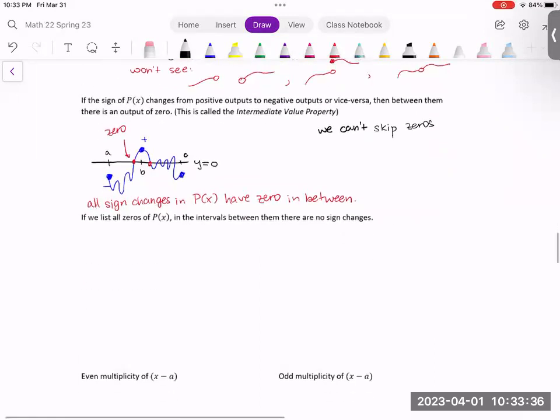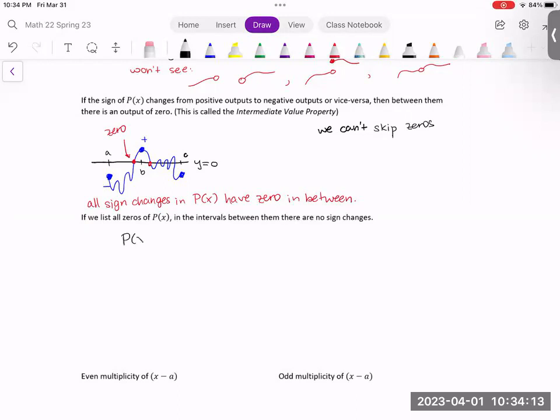So a consequence of this is that if we write out all zeros of our polynomial p of x, then once they're all written out, the intervals that lie between them have to contain no sign changes. You can't have any sign changes because any sign changes would give us more zeros. Okay, so let's take a look at an example of this to help us understand a little bit better.